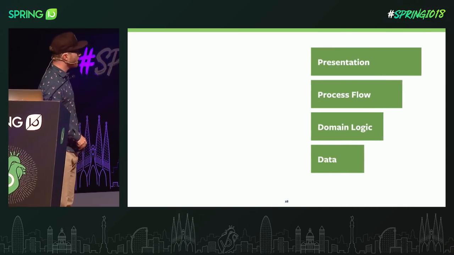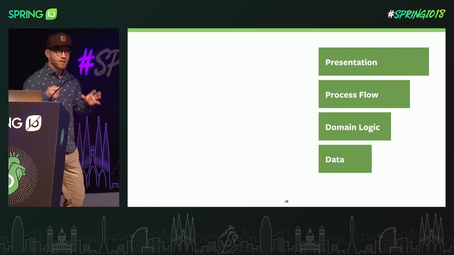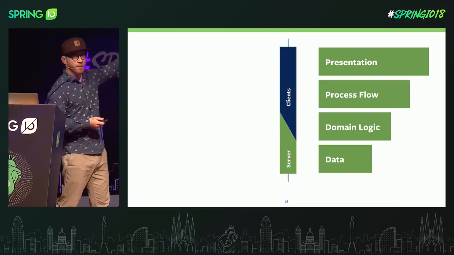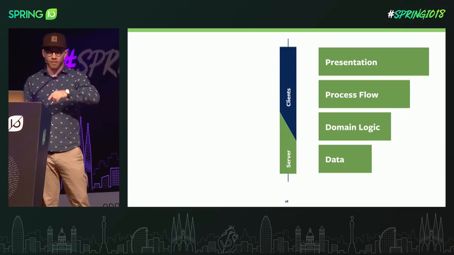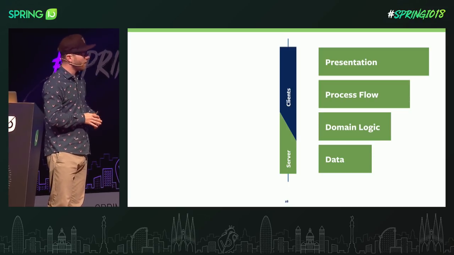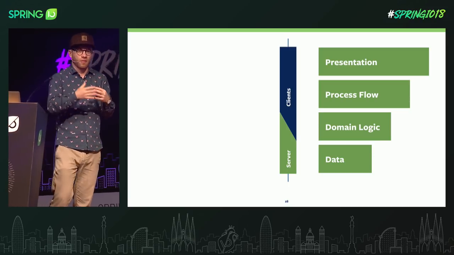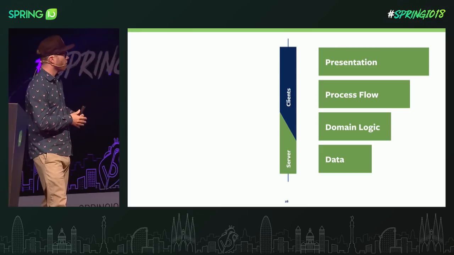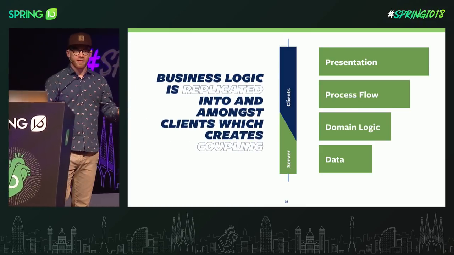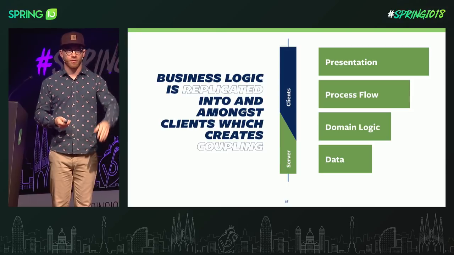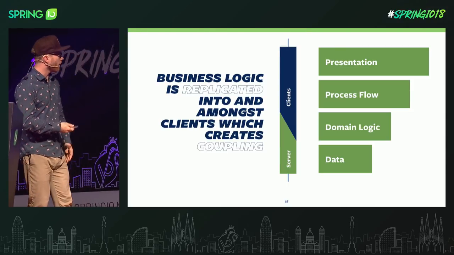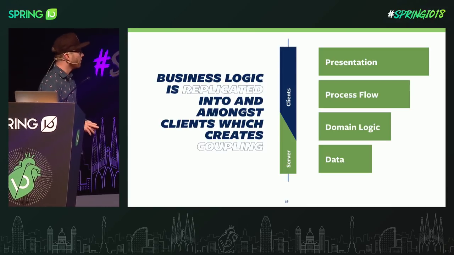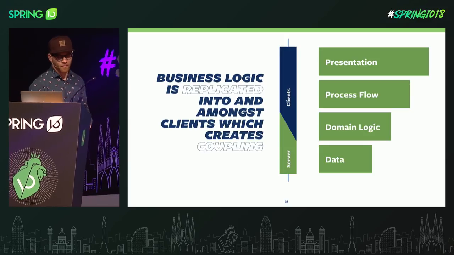So if we take this again and move this over to this side, what we usually see nowadays is APIs that draw the line somewhere in the middle of the domain logic. I kept that split right in the middle to make obvious that we have to replicate some of the stuff between a client and a server, and that creates coupling. If I want to change some business rules that I have to check for on the server and have replicated into the client, then I'd have to change them at the same time.